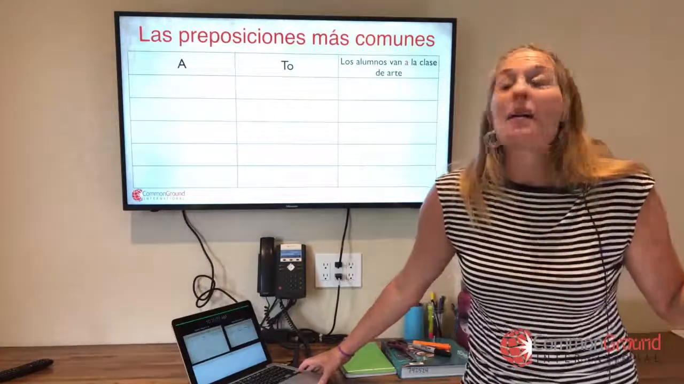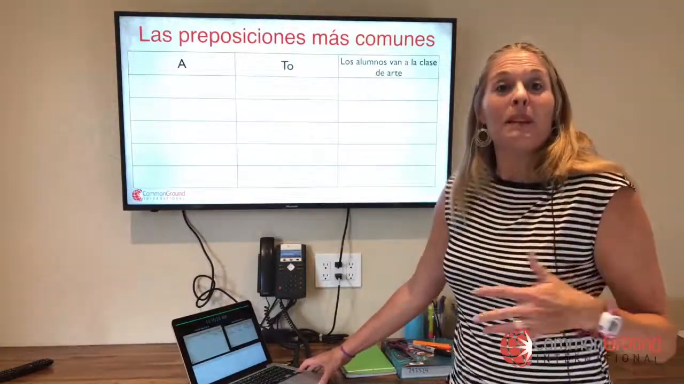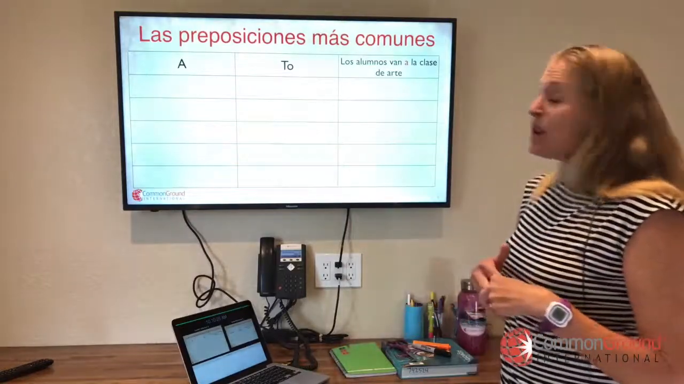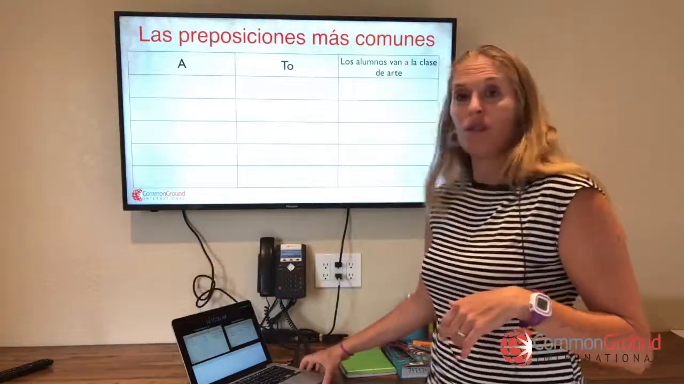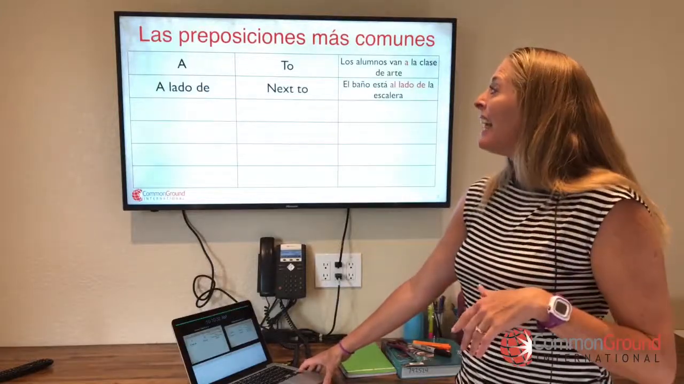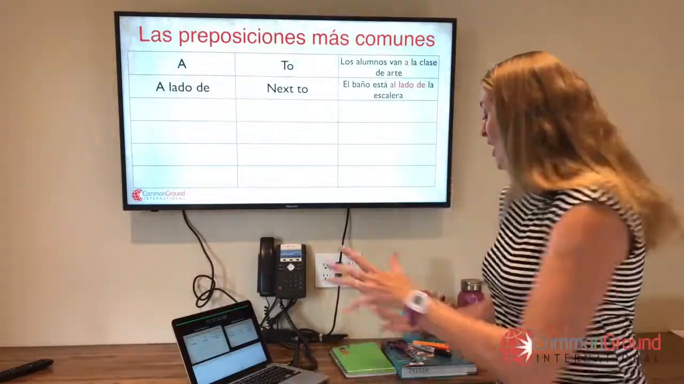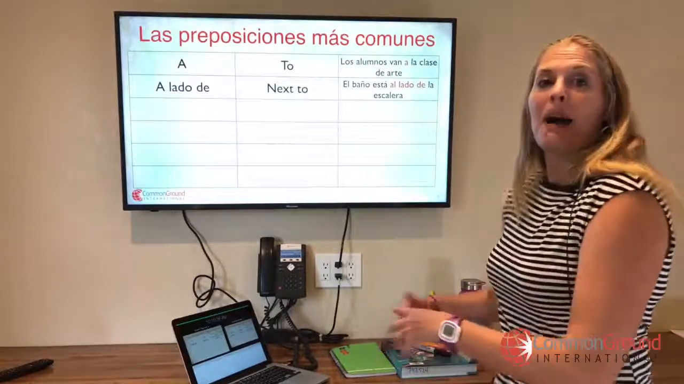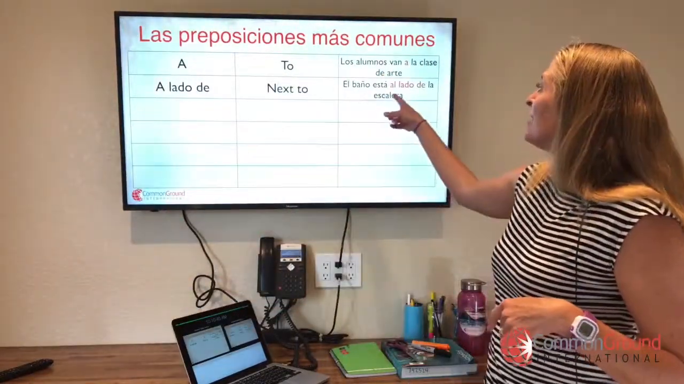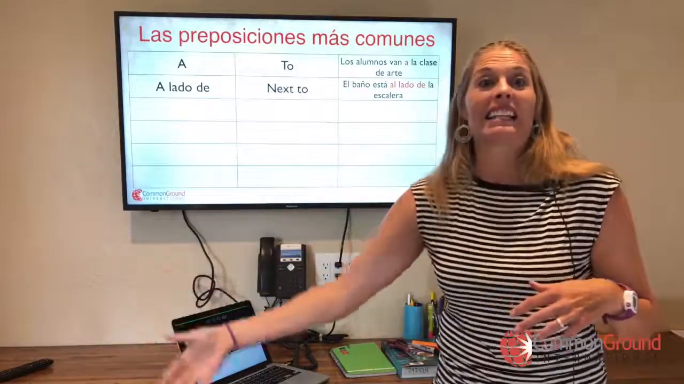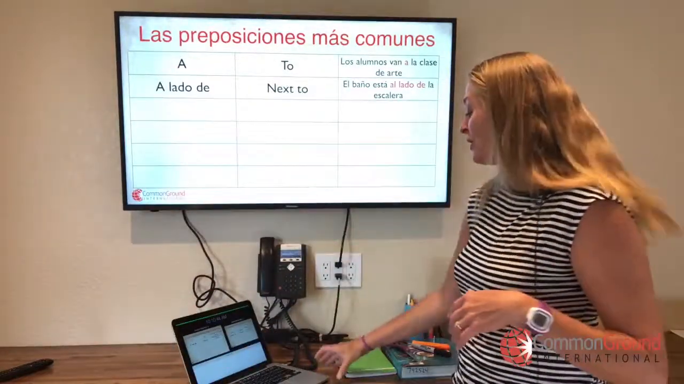Empezando con A. A puede ser to. So, los alumnos, los estudiantes van a la clase de arte. They go to our class. Muy simple. Al lado de, next to. Los libros van al lado del estante. El baño está al lado de la escalera. Al lado de, next to.